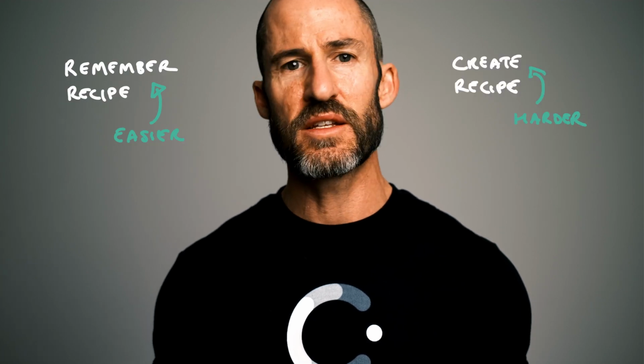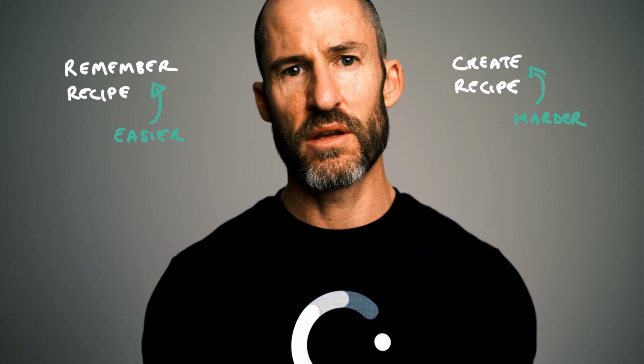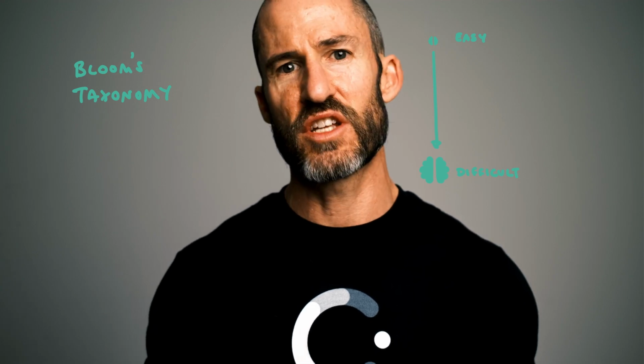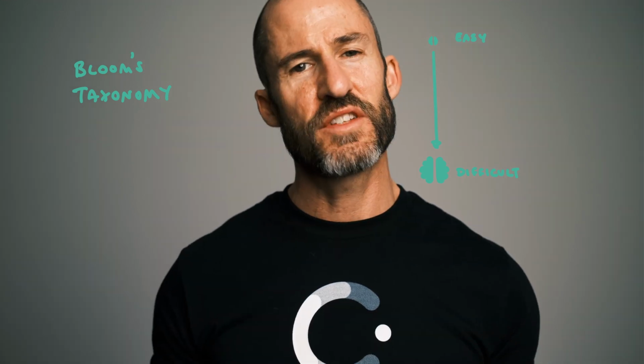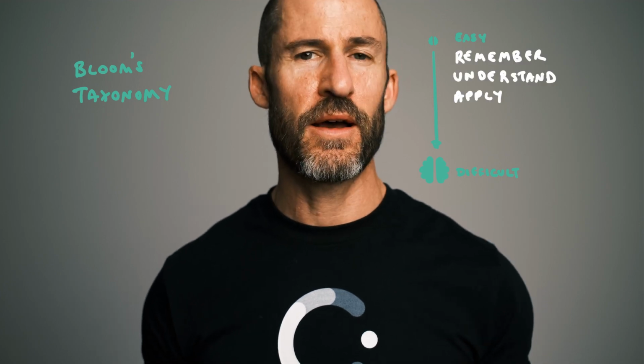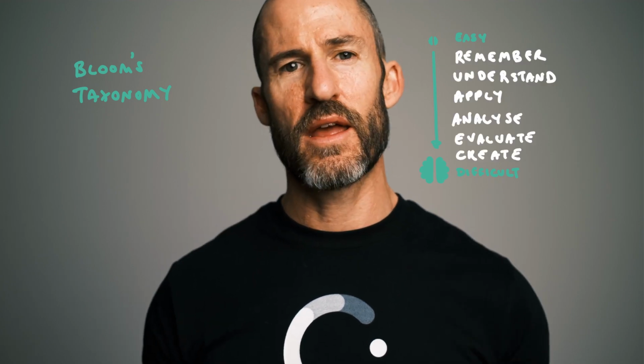Now, how complex and specific an objective is will determine the wording you use. For example, to remember a cake recipe would be easier than to create a new cake recipe. A useful tool to help you think through this is Bloom's taxonomy. It classifies learning objectives into steps from easy to difficult and offers suggested verbs to use. The steps increasing in complexity are remember, understand, apply, analyze, evaluate, and create.